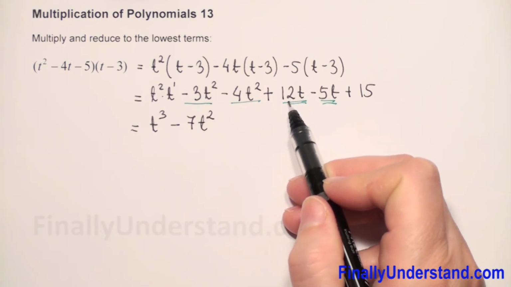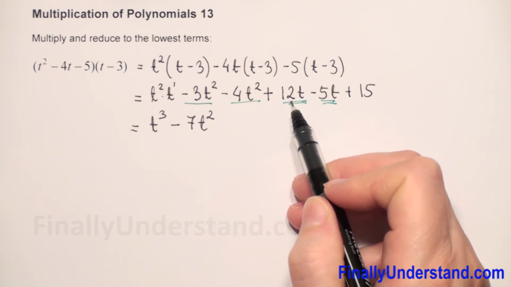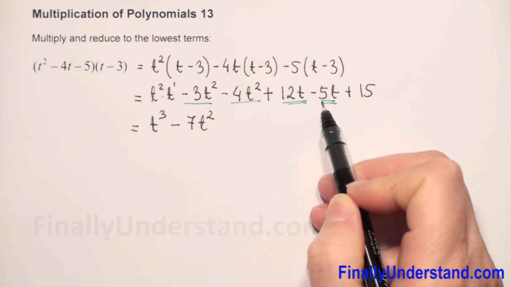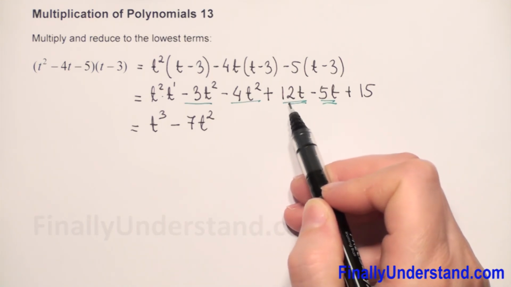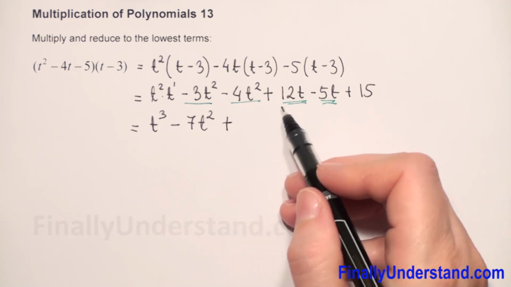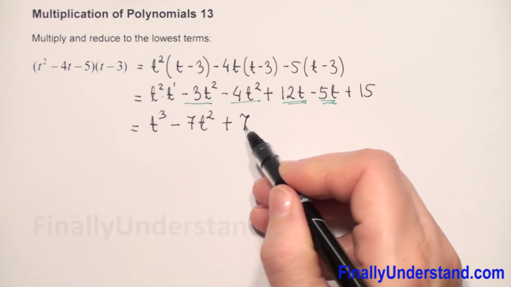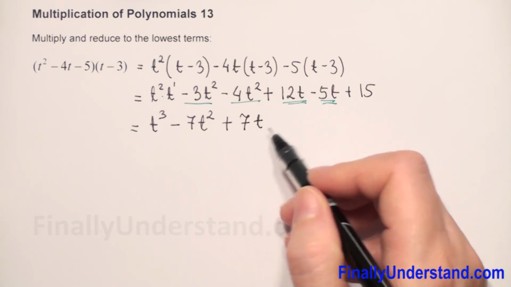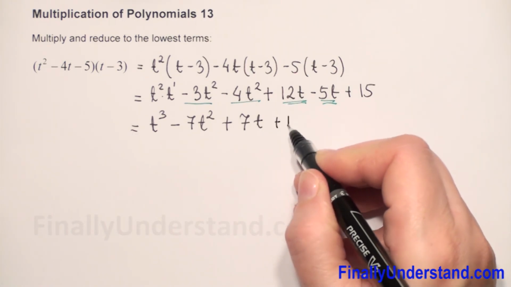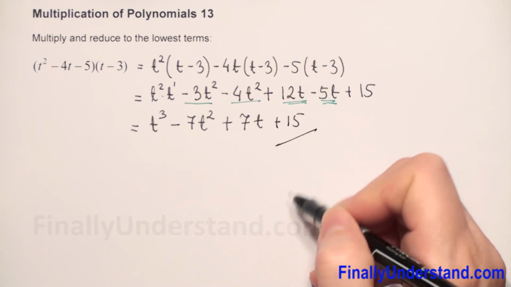Next we have positive 12t and negative 5t. So we have to look only at the numbers. We have positive 12 and negative 5. We keep the sign of the largest number, which is positive 12, so it will be positive. And now we just subtract: 12 minus 5 is 7. And we have to rewrite t. Next, we have only 15. We don't have like terms, so this is my solution.